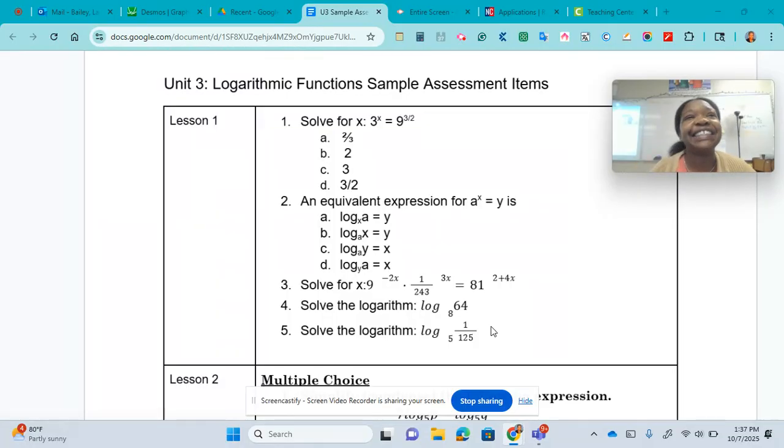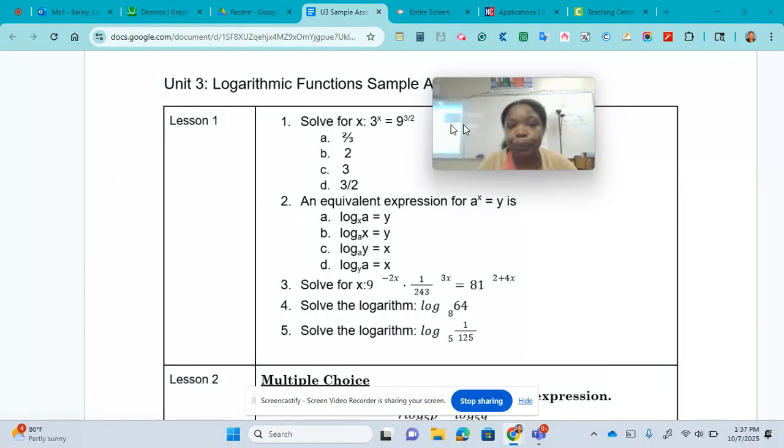This is the exact assessment that they wanted you all to do from the district. So this is the same test, for unit 3. I'm going to use this test to create your next test next Wednesday. Good job, Ethan. All right, now let's go ahead and work on these problems.